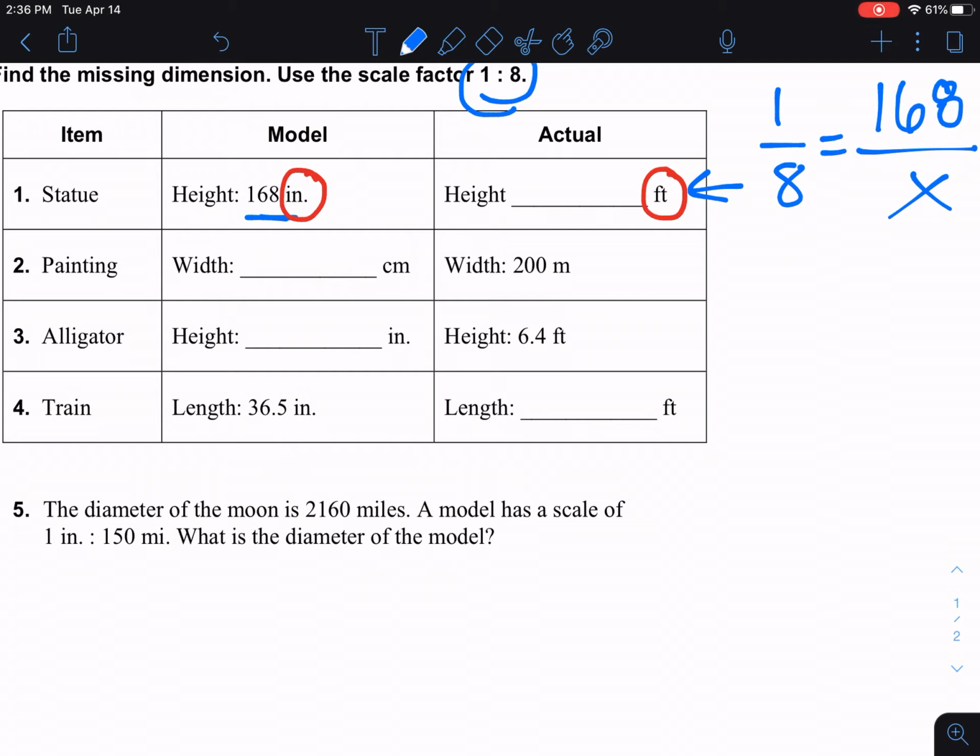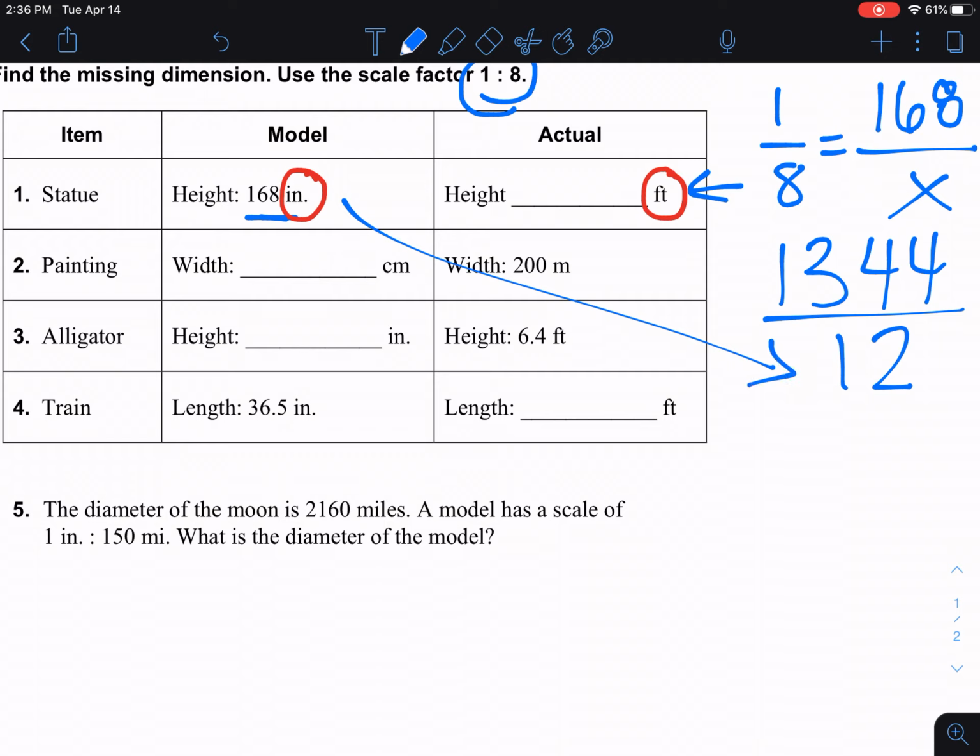In this case, I'm going to multiply 8 times 168. Dividing that by 1 would give me, obviously, 1,344. I would then be dividing that by 12 because that is the number of inches in a foot. So if I divide it by 12, I get 112. So the height here would be 112 feet.